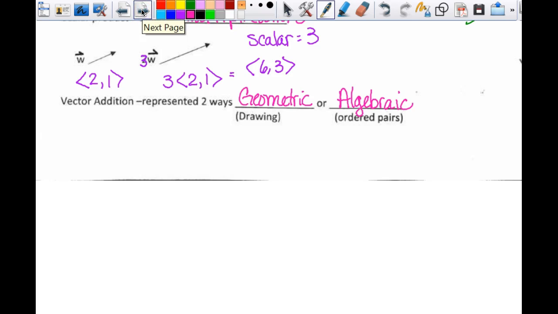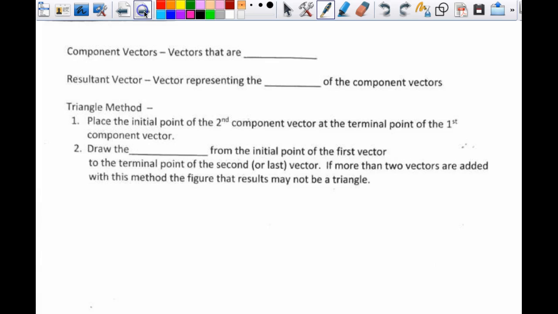All right, so component vectors are vectors that are added. And then the resultant vector is a vector representing the sum of the components. And again, we'll look at the actual adding on the graph papers.